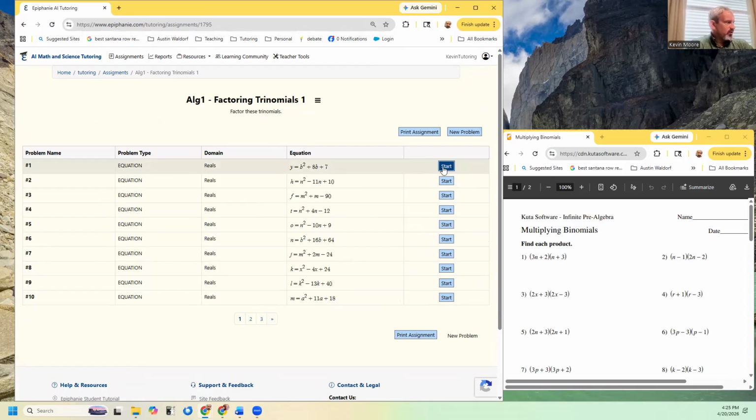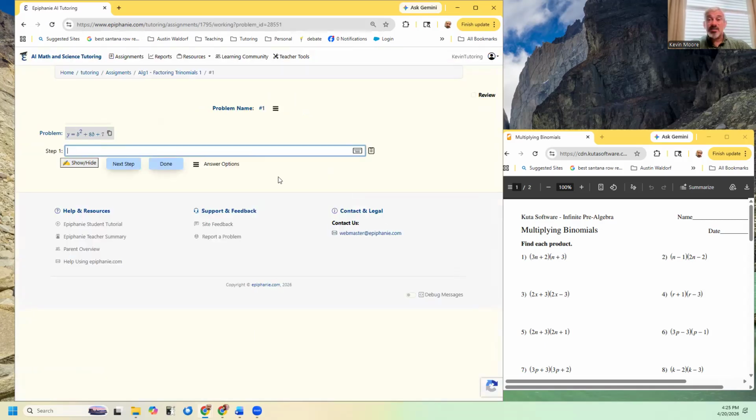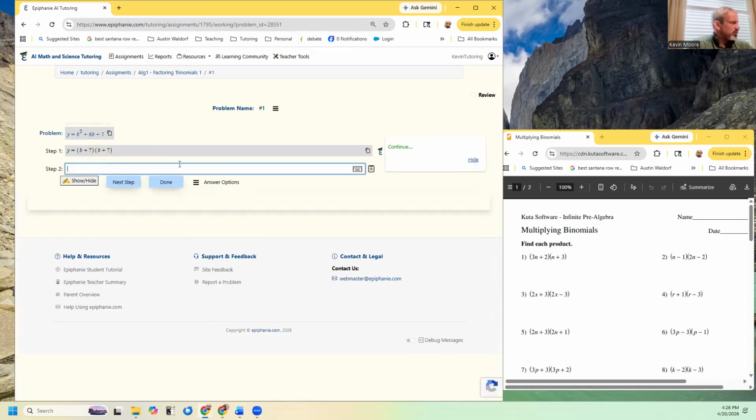Okay, and let's start with this problem right here. What we're doing with factoring is simply the reverse of FOIL. We're doing reverse distribution of two binomials. So what we're looking for here is y equals b plus some number times b plus another number to get this result. I'm just going to enter this without review. As a reminder, that's what I'm doing here.